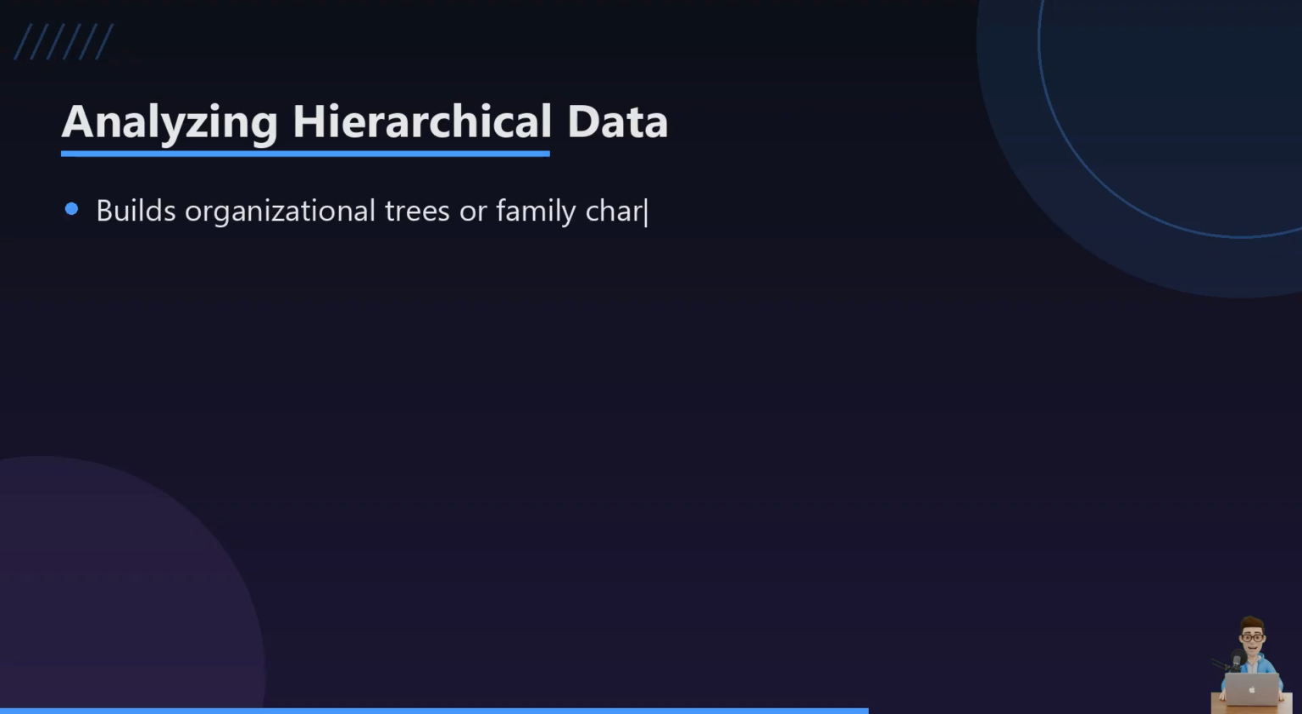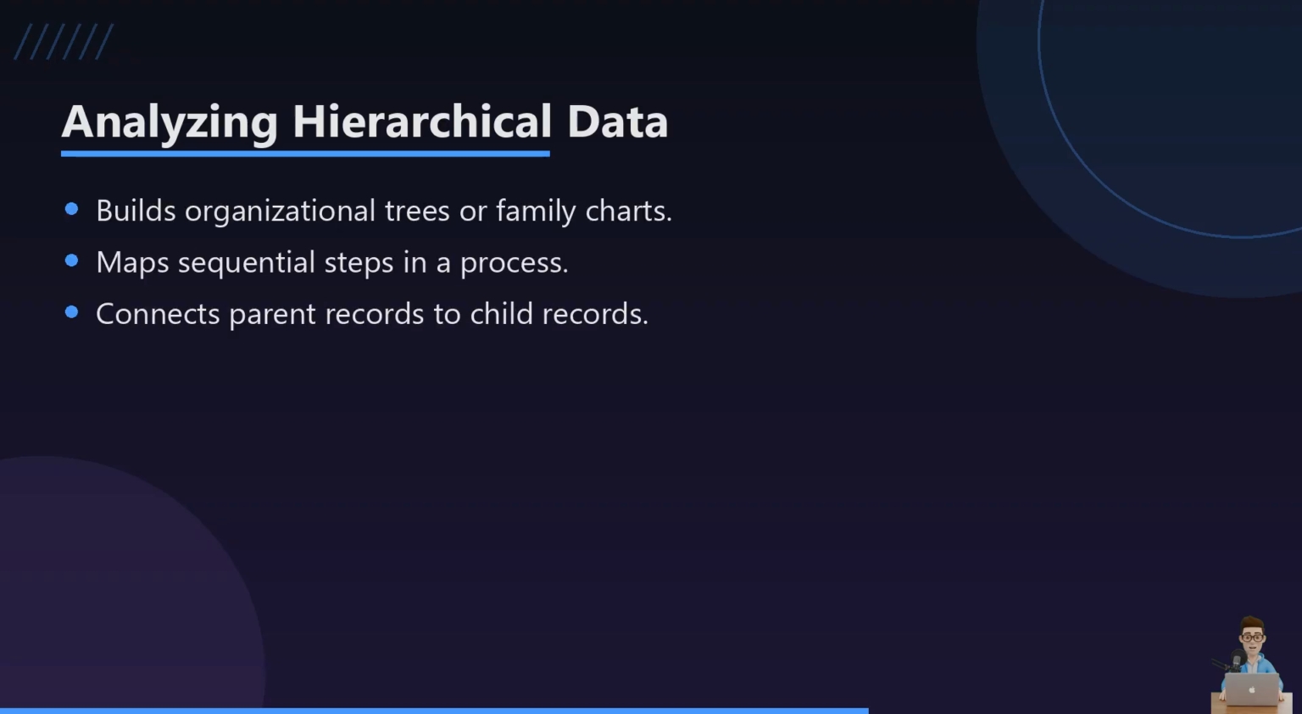This is the secret sauce. Self-joins are perfect for drawing family trees or company org charts. They let you connect a boss to their team without needing a separate table for every relationship.